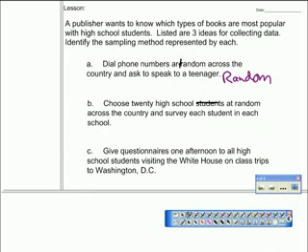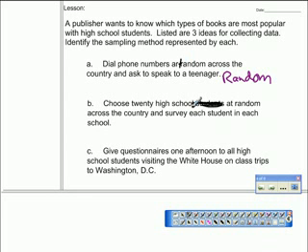The next one. Choose 20 high schools at random across the country and survey each student in the school. What would that be? Well, does everybody have an equal chance? No, not really. They're only choosing 20 schools. What do you think it would be?